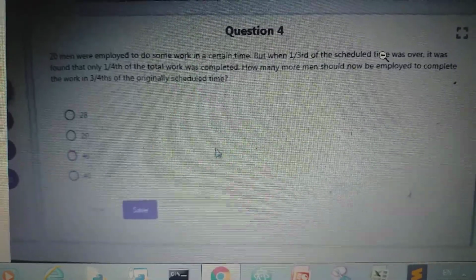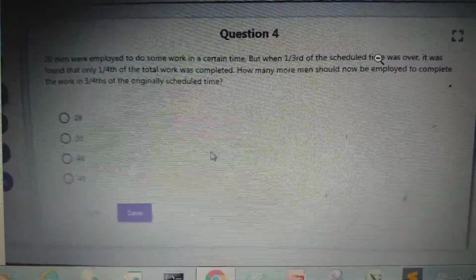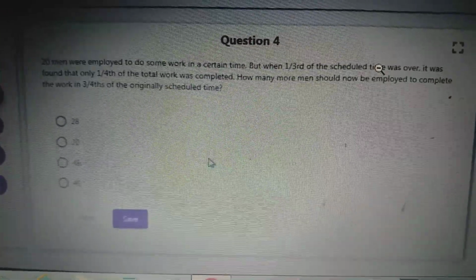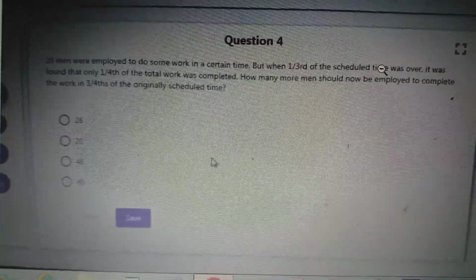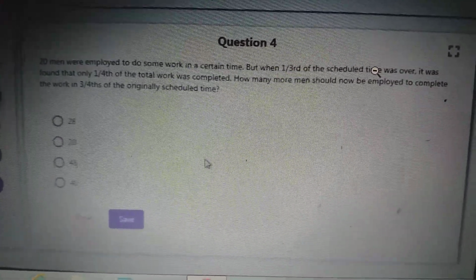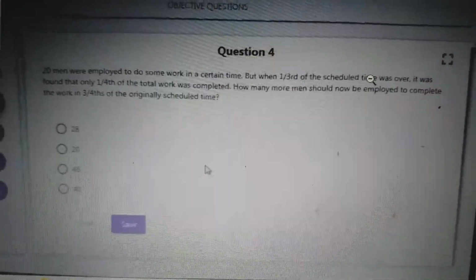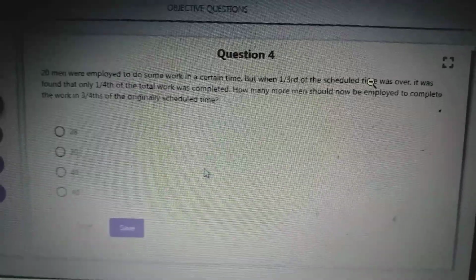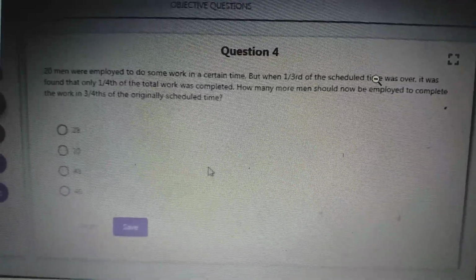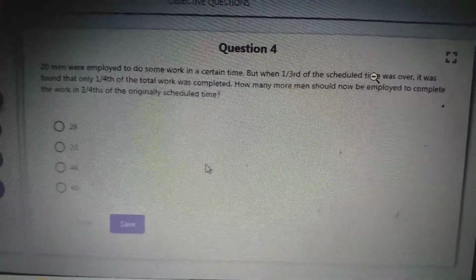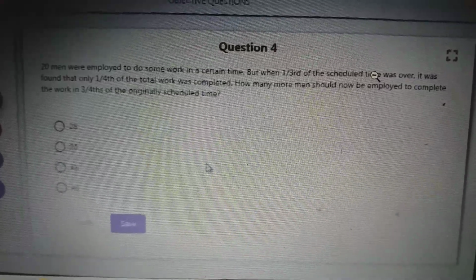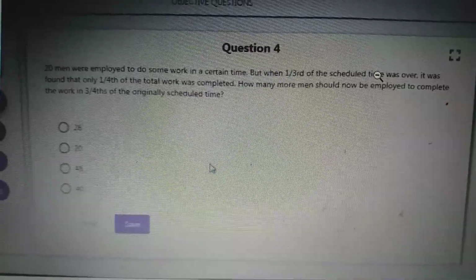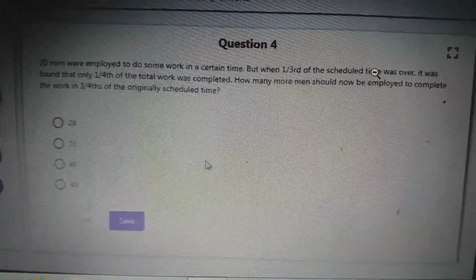So this is our next question related to time and work. You can see initially there were 20 men to do a certain task, out of which 1/3 of the scheduled time was over, and the work done in 1/3 time is 1 by 4. And then the question is how many more men should now be employed to complete the work in 3/4 of the original scheduled time. These are the options given below.